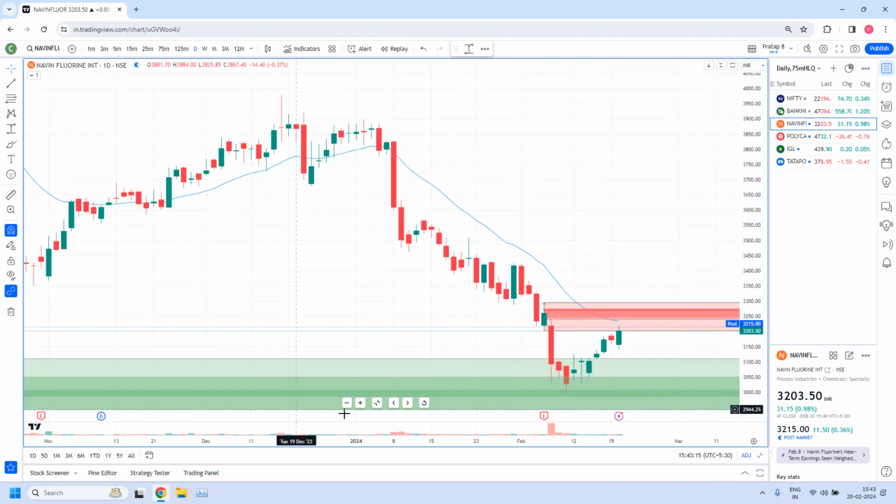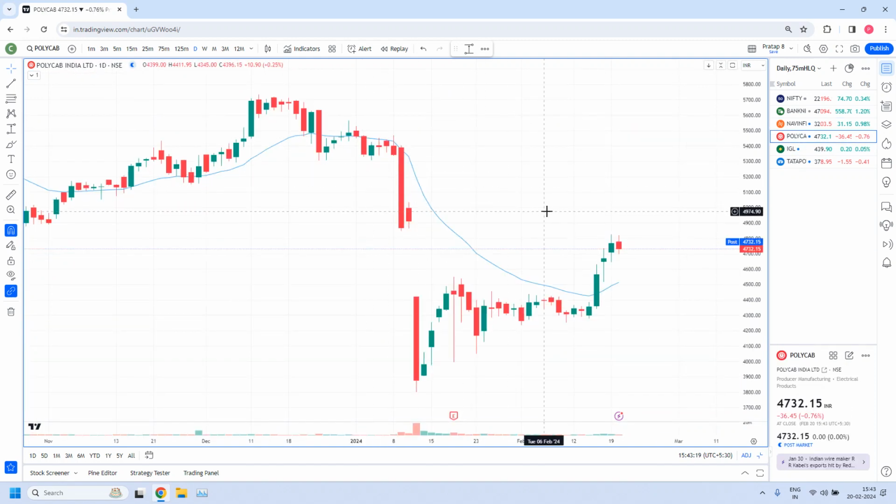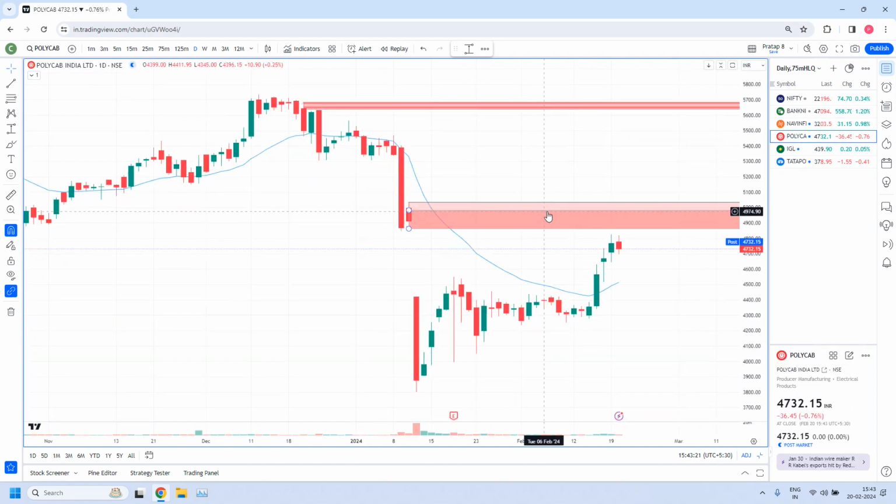And the next stock is Polycab. Polycab is also a daily high liquidity zone. It is a drop, base, drop. But we didn't plan any trade in this stock.